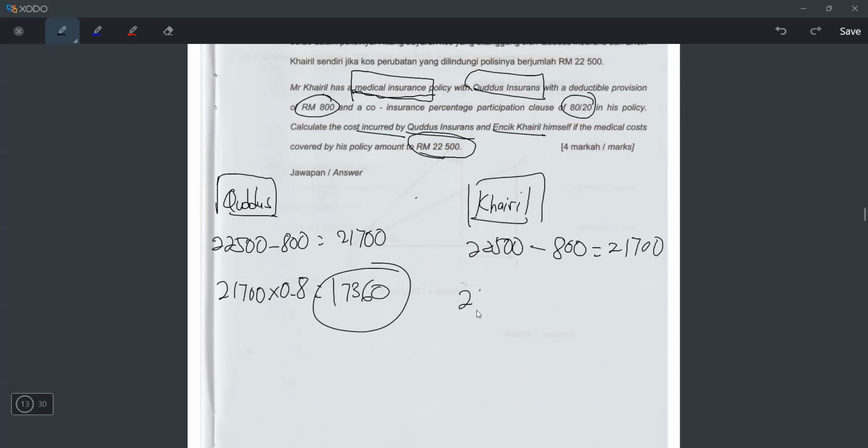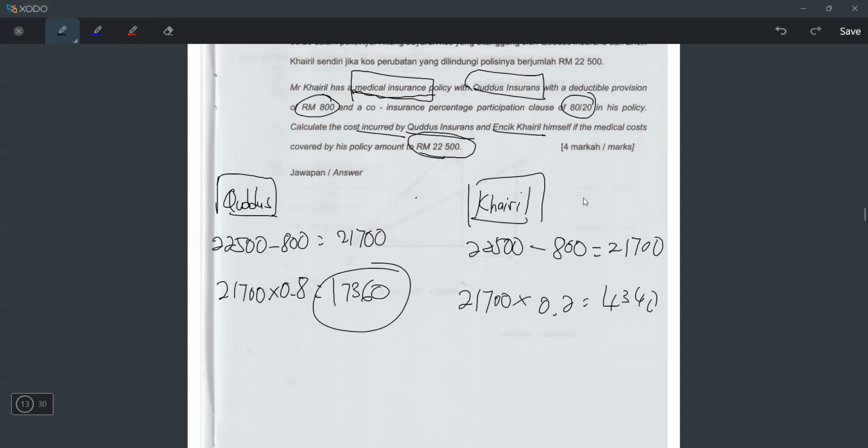But then this part is different already. You don't start out with 80%. You start out with 20%. You know why, right? Because you are calculating how much cost Khairil has to pay. So of course you start out with 20%. So what do I get? 4340. But is this your answer? No, this is not your answer.